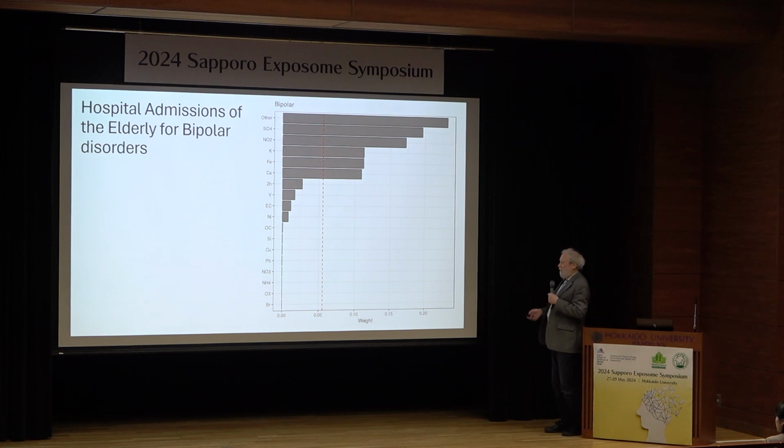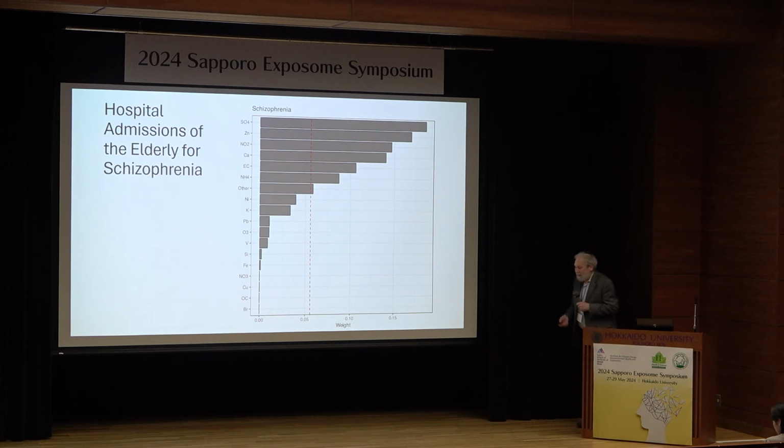For bipolar admissions, sulfate still shows up, and NO2 is suddenly important for bipolar admissions. So this is a traffic pollutant primarily, but so is EC, and that's going nowhere. Vanadium isn't showing up, and neither is nickel. And for the schizophrenia admissions, sulfate and NO2 are back. Now we have some zinc and some EC showing up as well.